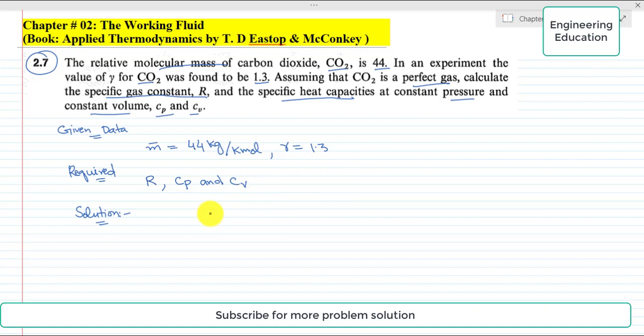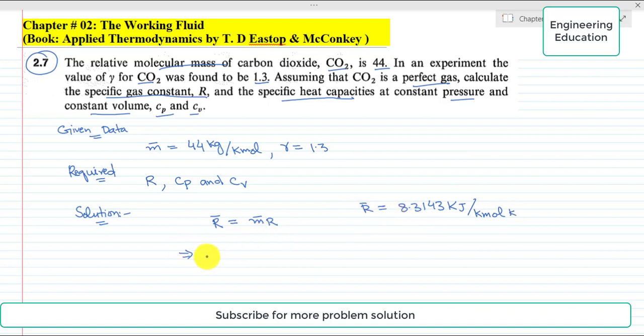For that, we use the simple expression, the relationship between universal gas constant or molar gas constant, R bar, with specific gas constant R: R bar is equal to m bar R. Here we know the value of m bar, and the value of R bar for all types of perfect gases is taken as 8.3143 kilojoule per kilomole per kelvin. So this is the value of R bar.